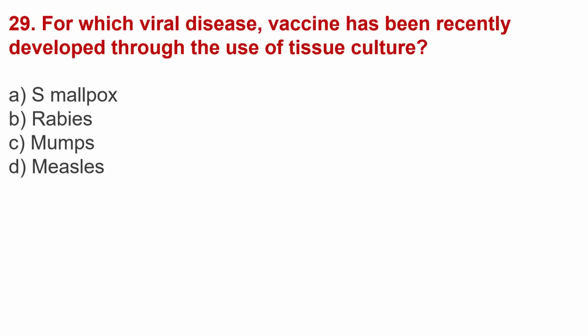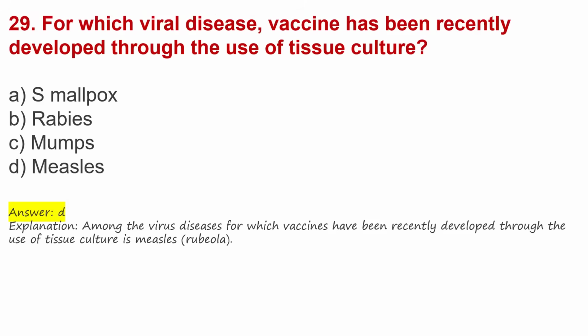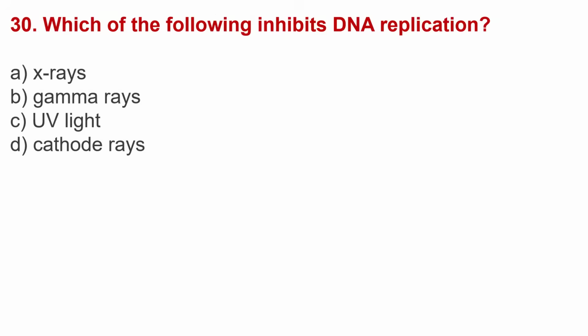Question 29. For which viral disease has a vaccine recently been developed through the use of tissue culture? A. Smallpox, B. Rabies, C. Mumps, D. Measles. The answer is D. Among the virus diseases for which vaccines have recently been developed through the use of tissue culture are measles and rubella.